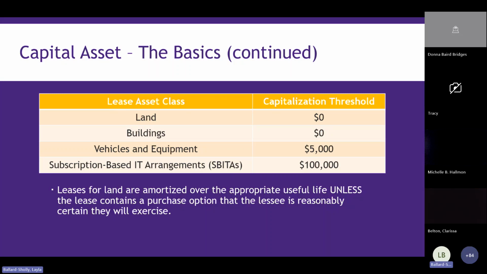And then vehicles and equipment, 5,000, SBITAs are 100,000. I think almost everyone's in this equipment category with a copier. That's almost all of our leases. And then some of you have some SBITAs.